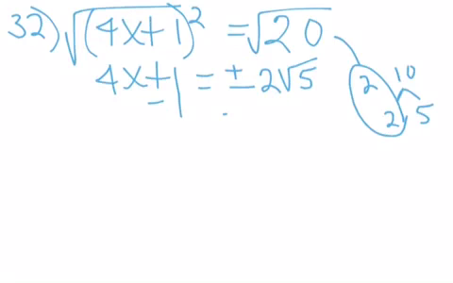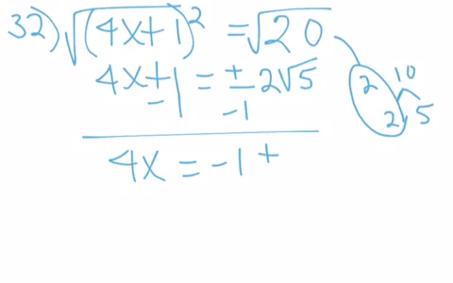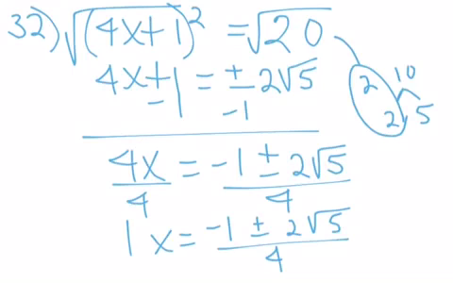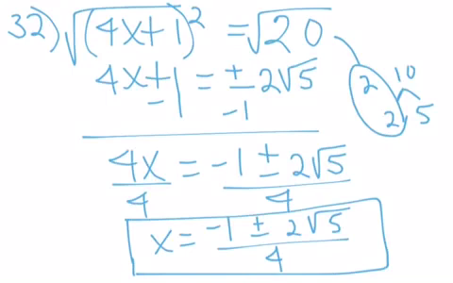Then we have to subtract 1 from both sides. So we have 4x equals negative 1 plus or minus 2 square roots of 5. Now divide by 4. So x equals negative 1 plus or minus 2 square roots of 5 divided by 4. There's no point in taking this any further. Leave it as an ugly fraction.